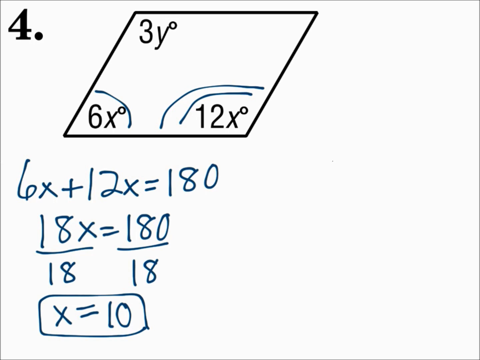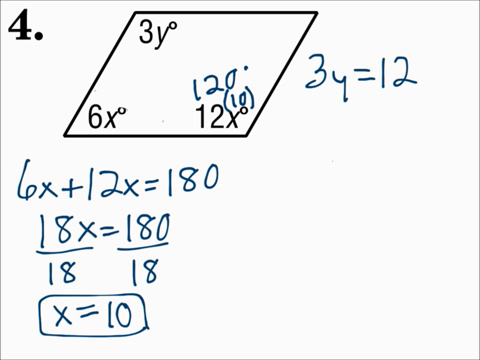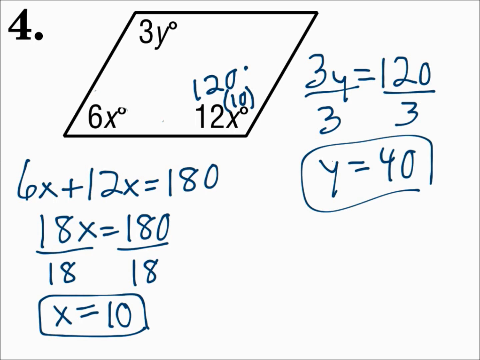Now since x is 10, I can substitute in for 12x, and that angle is 120 degrees. Since opposite angles are congruent, instead of saying 3y equals 12x, I can now say 3y equals 120. Divide both sides by 3, and y is 40. In a parallelogram, opposite angles are congruent, and consecutive angles are supplementary.